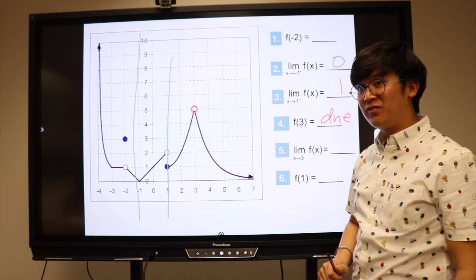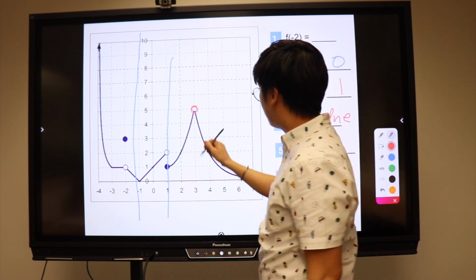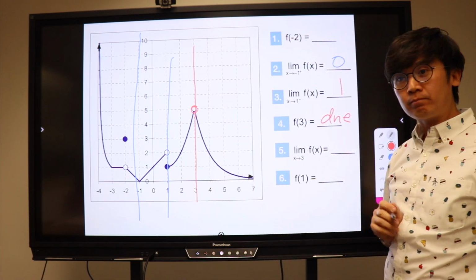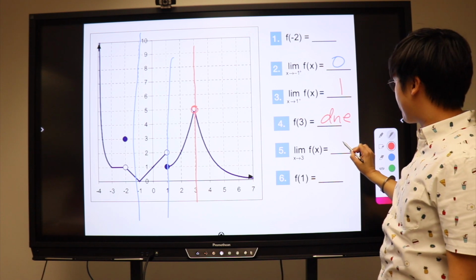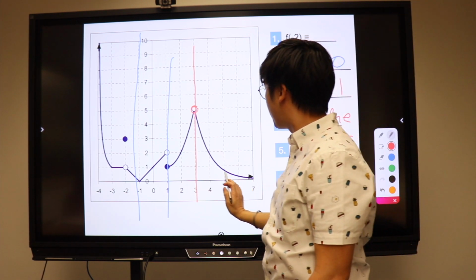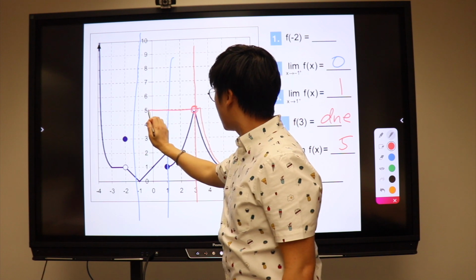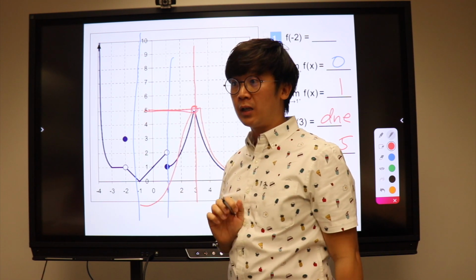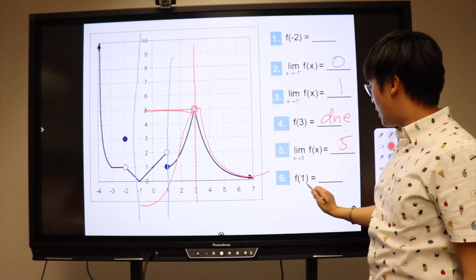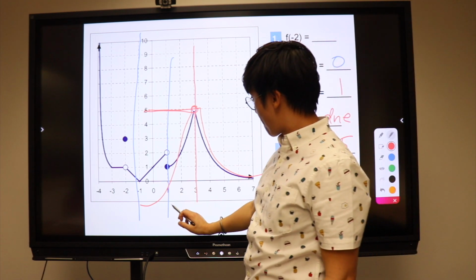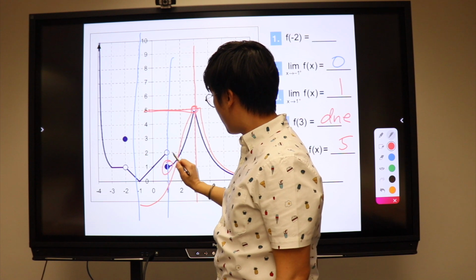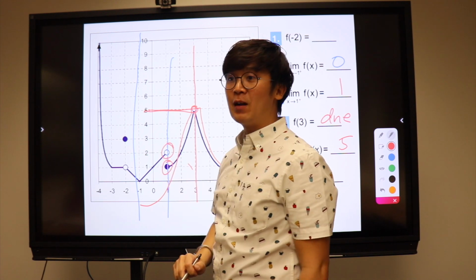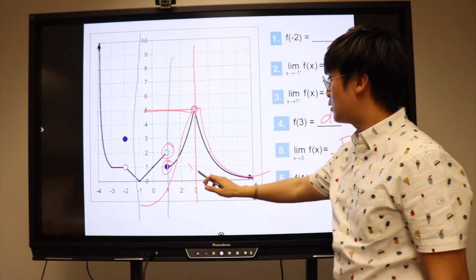Just like this, number 5. Limit of f of x as x approaches 3. So this time, is it also DNE? No. What is it? 5. Now it's 5 because coming from here, it's approaching this value of y. Coming from here, it's also approaching the same value of y. And what about f of 1? 1. Is it this point or that point? It's 1. The 1 point right here, because this one is a hole.